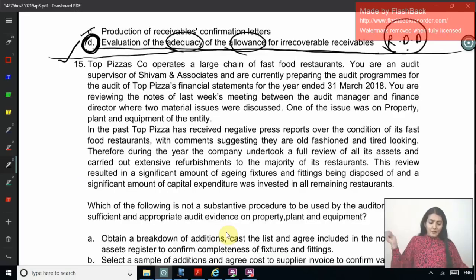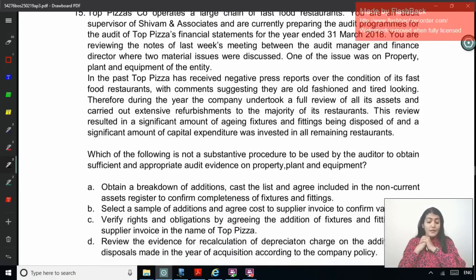Coming to question number 15. Top Pizza Company operates a large chain of fast food restaurants. You are an audit supervisor of Shivam and Associates and are currently preparing the audit program for the audit of Top Pizza's financial statements for 2018. You are reviewing the notes of last week's meeting between the audit manager and the finance director, where two material issues were discussed. One of the issues was on property, plant and equipment of the entity. In the past, Top Pizza has received negative press reports over the condition of its fast food restaurants, with comments suggesting that they are old-fashioned and tired looking.